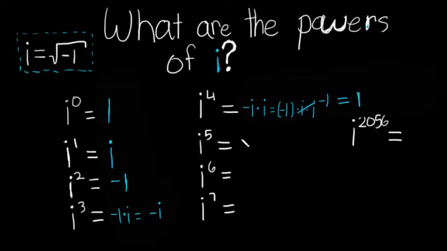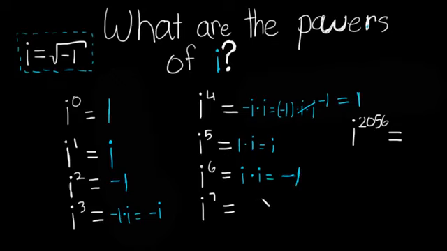What's i to the fifth power? Well, i to the fifth power is the same thing as i to the fourth power times i. So 1 times i, just i. So i to the fifth power is i. What's i to the sixth power? Well, i to the sixth power is just i to the fifth times i. So it's just the same thing as i times i. And i times i, as we just saw here, is -1. Hopefully this is starting to make a little bit more sense.